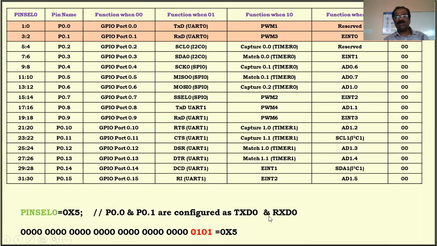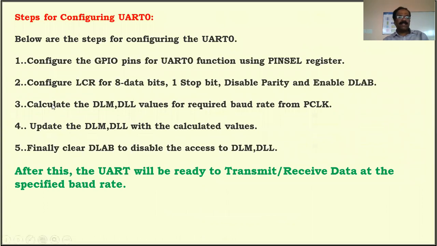But in this experiment, we are concentrating only on how to transmit data. We are not receiving, we are just transmitting. It means we are going to transmit a message and display it with the help of UART 0. Okay. Next, what is the second step? Configure line control register for 8 data bits, 1 stop bit, disable parity and enable DLAB.